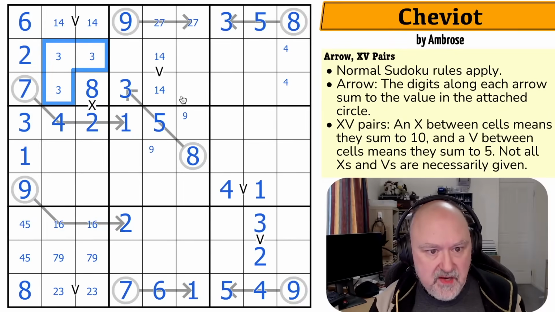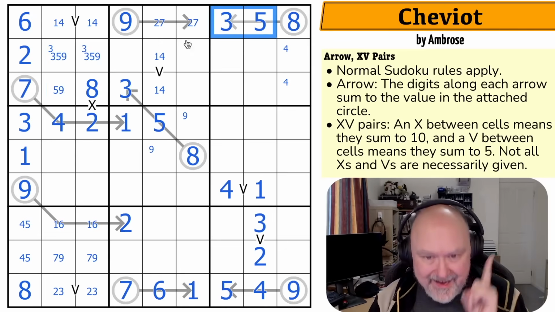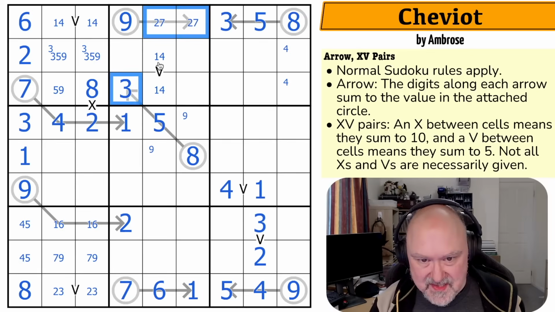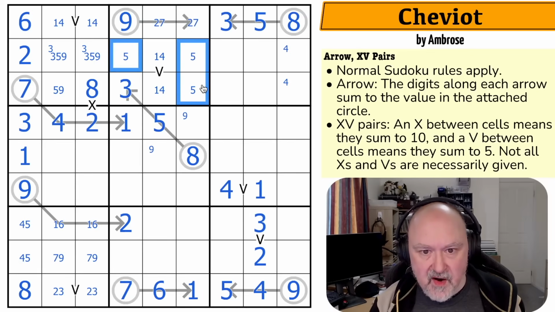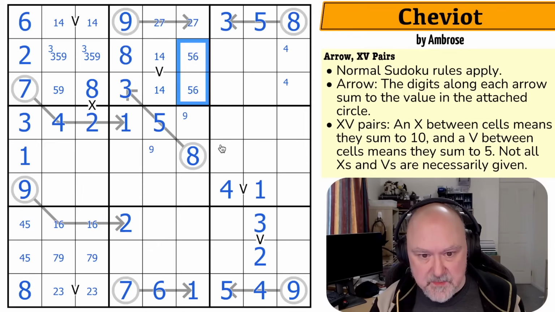1, 2, 3, 4, 5, 3, 5, 9. And there's no 3 there. So 3 is in one of those two. And now it's not broken. Aha! Now I don't have 2 3s in this box. 1, 2, 3, 4, 5, 6, and 8 go into those, but there's no 8 there because of this arrow. This is the 8. This is a 5, 6 pair.